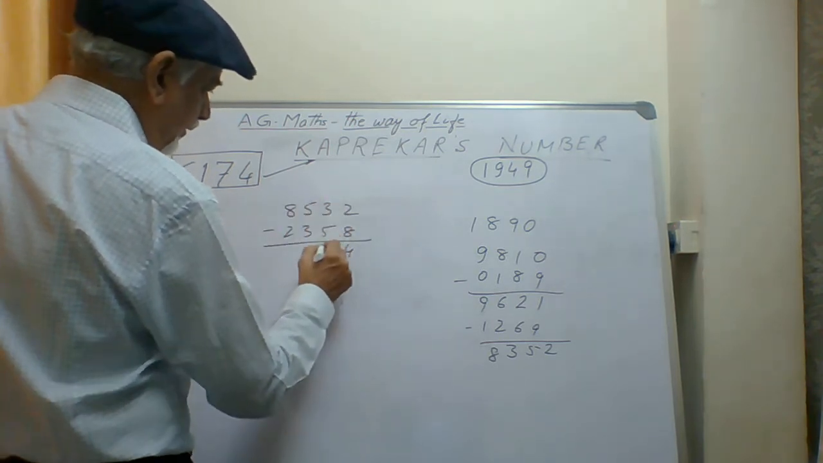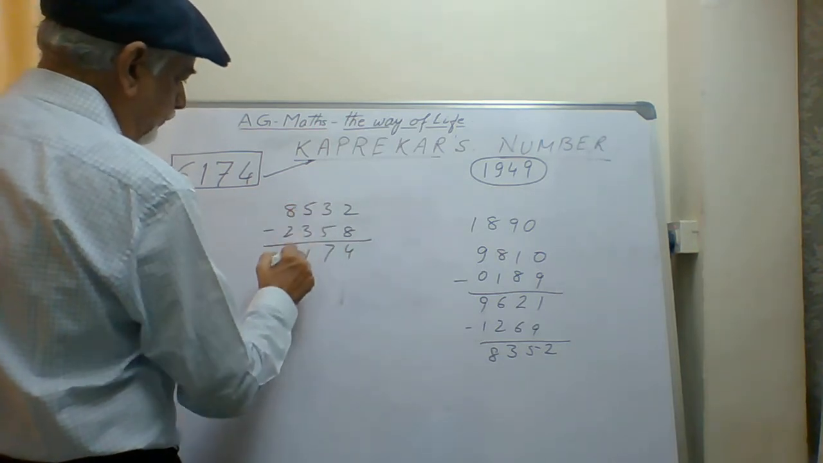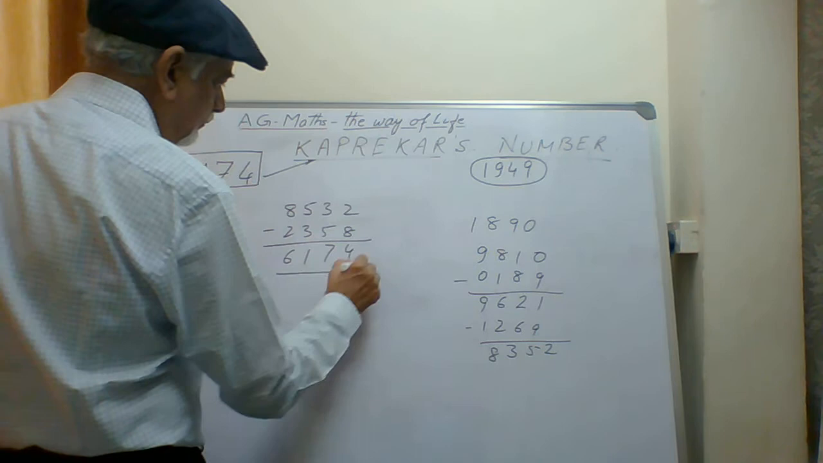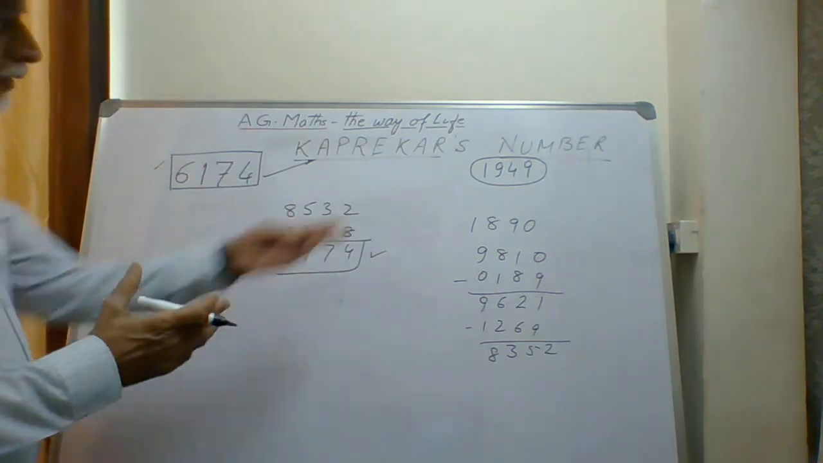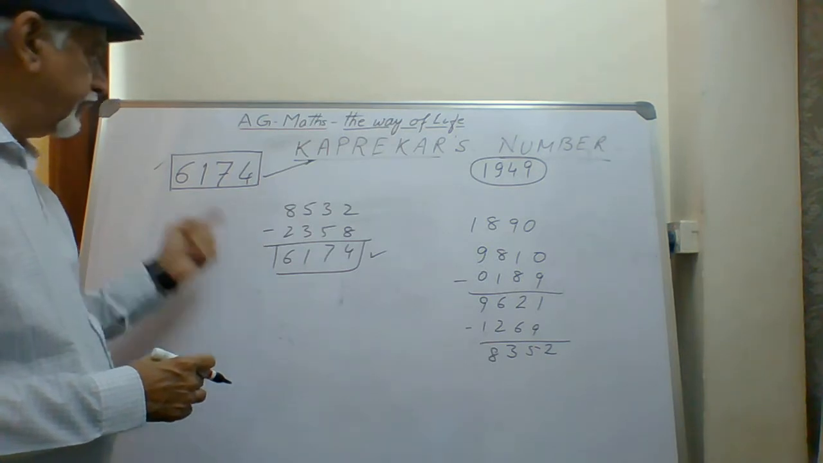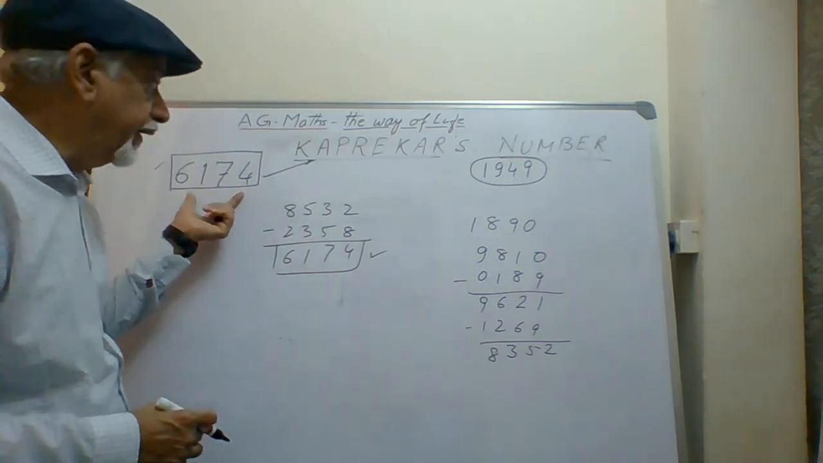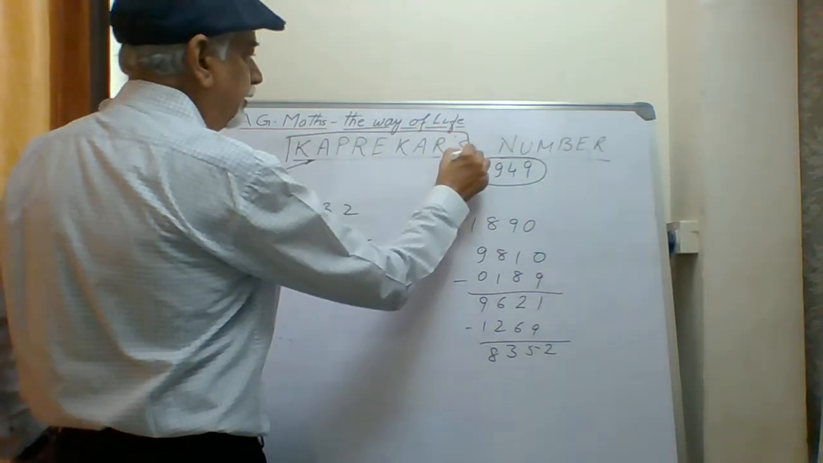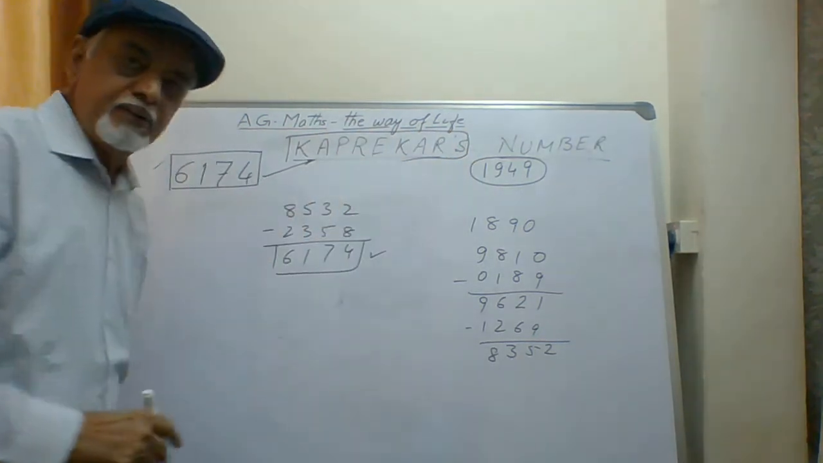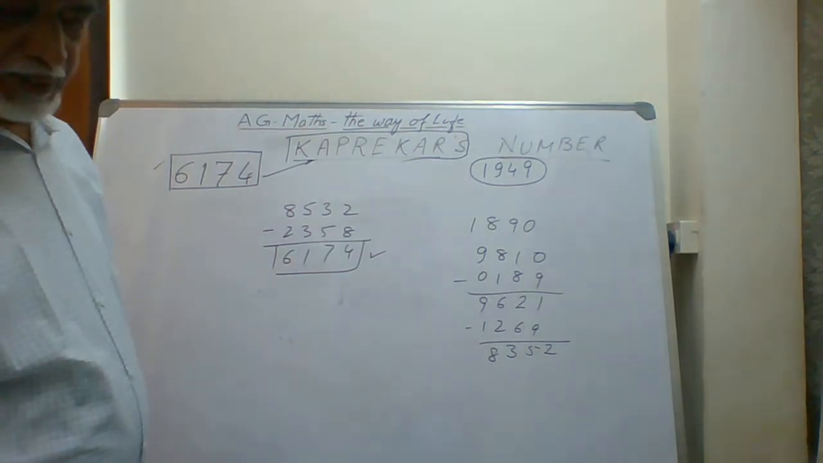12 minus 5 is 7. 4 minus 3 is 1. 8 minus 2 is 6. So what did I get? See, at this stage, again I got it. So any number you pick up, you have to land up at 6174. And this particular number is called the magic number, Kaprekar's number. This is the gentleman who discovered this. So this was something very special about numbers.